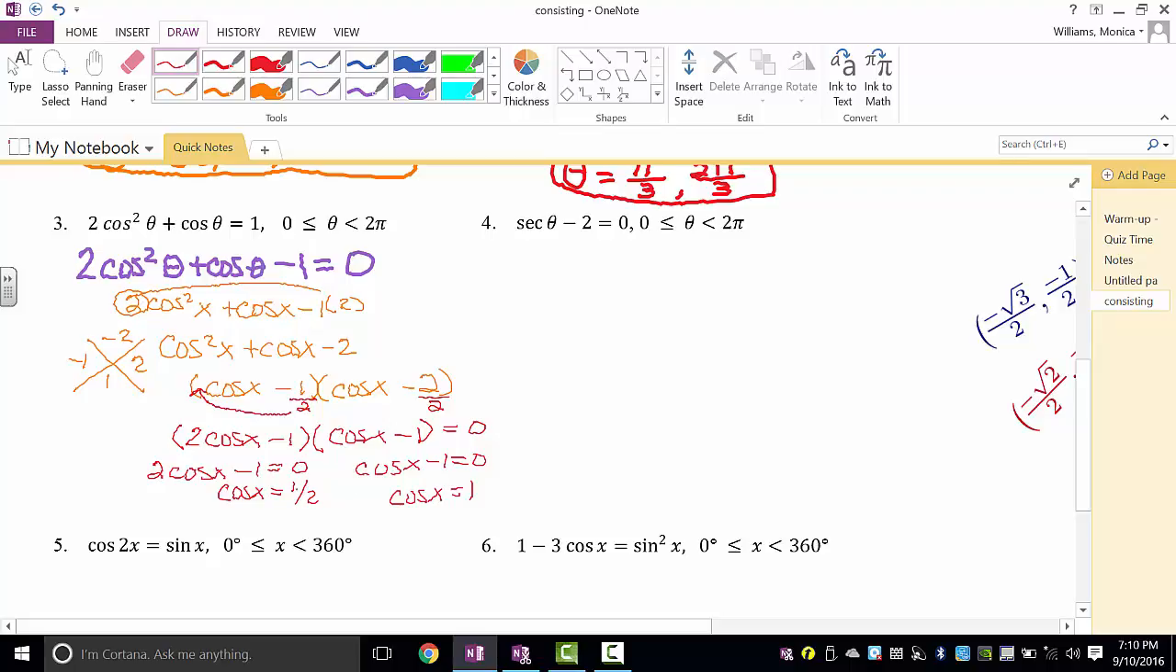So this time we're looking at the unit circle and we're looking for all locations in radians where cosine equals 1/2 or 1. So those locations, if you go around your unit circle, should be pi over 3, pi, and 5 pi over 3.